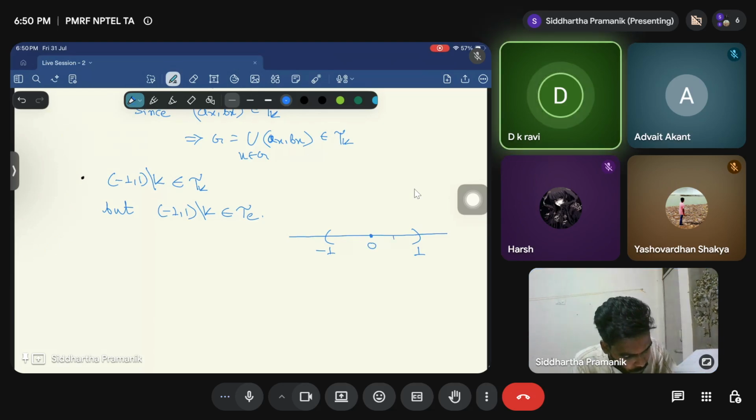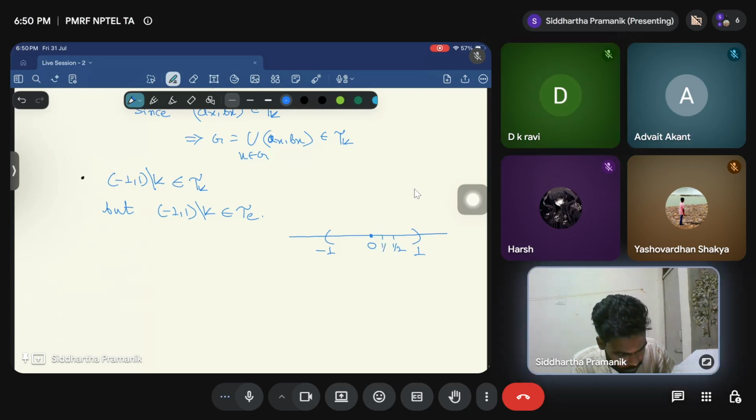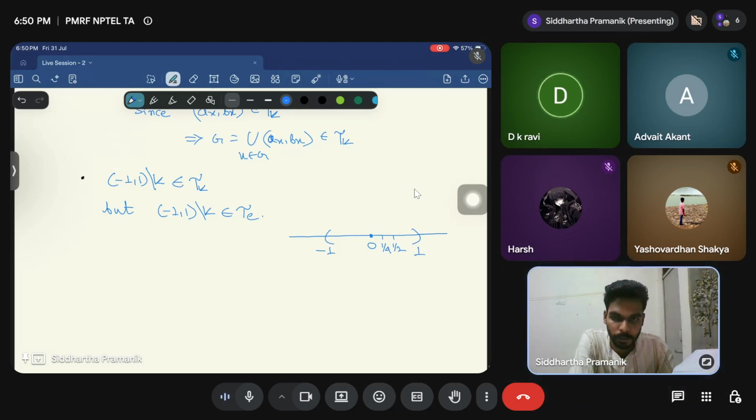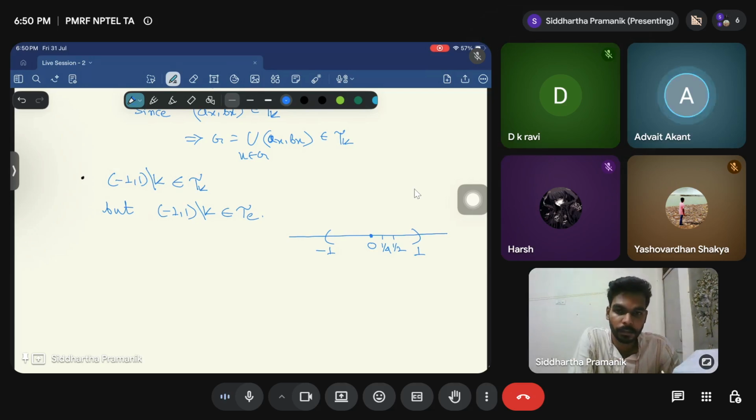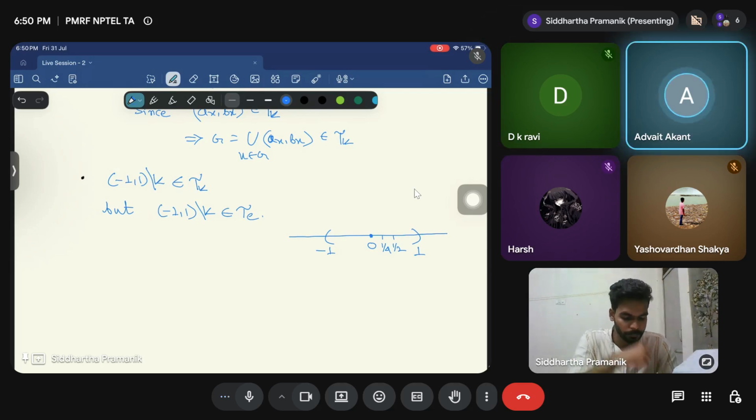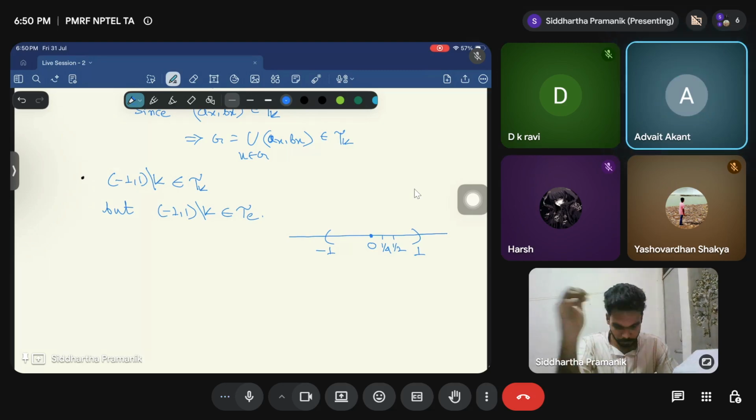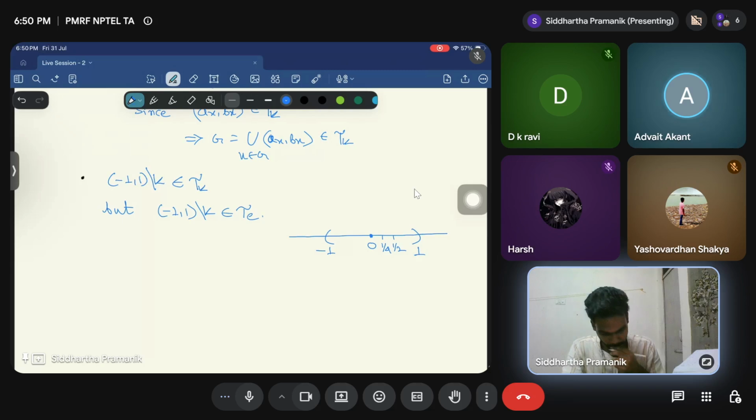In the usual topology, the only open sets are intervals. No, not the only open sets, because unions of open intervals are also there. Sir, because around zero we cannot form a neighborhood. Yes, exactly.